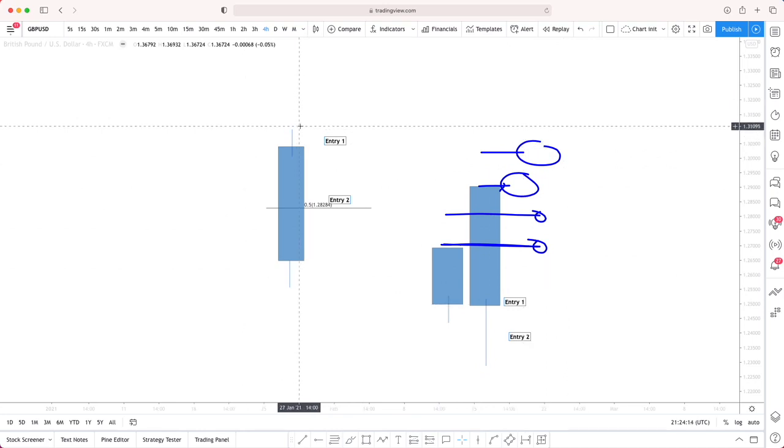So the entry section is going to be split into two parts: risk entries and confirmation entries. Confirmation entries are the safest way to trade, and risk entries are called that for a reason. In the next video, we're going to talk about risk entries to start off with, and then we're going to talk about confirmation entries in the following video.